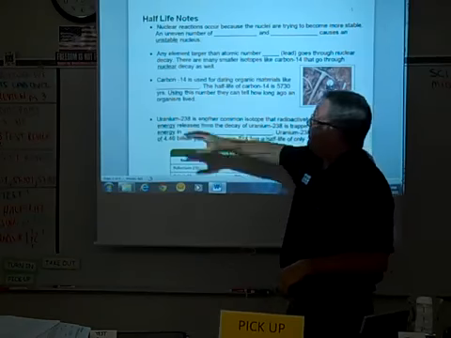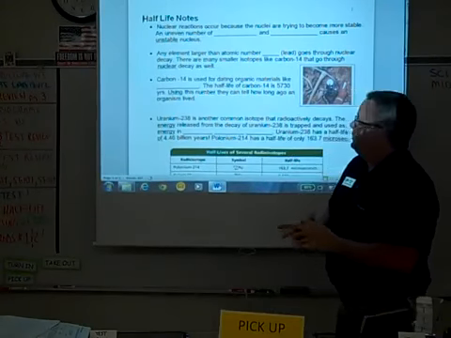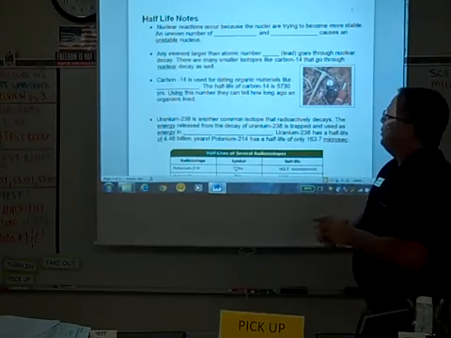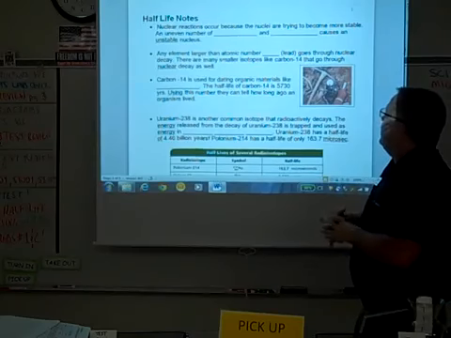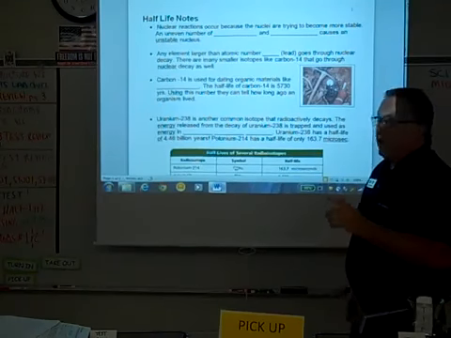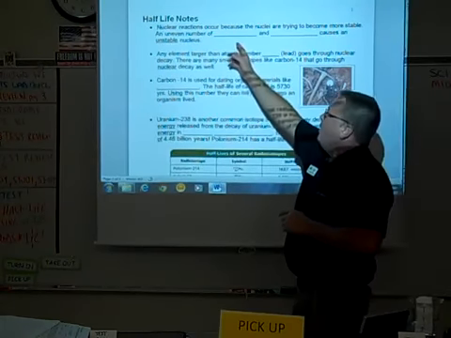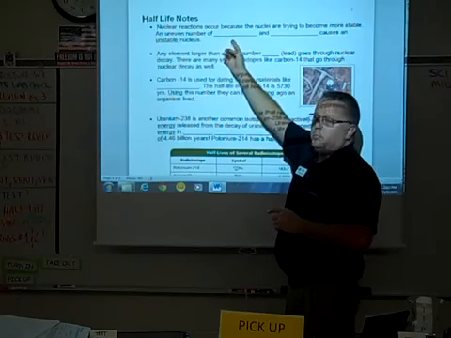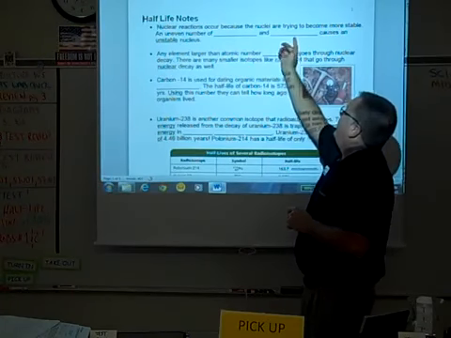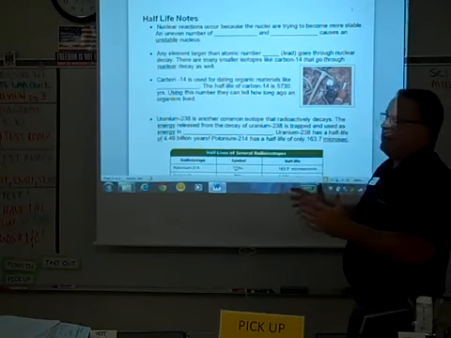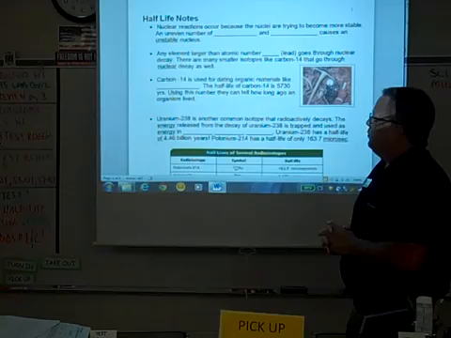So let's get started. Up here at the top, the half-life notes. It says, nuclear reactions occur because the nuclei are trying to become more stable. An uneven number of protons, remember those have a positive charge, and neutrons have a neutral charge or no charge, cause an unstable nucleus.